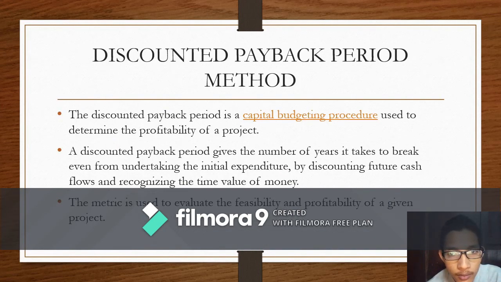Next, discounted payback period method. The discounted payback period is a capital budgeting procedure used to determine the profitability of a project. A discounted payback period gives the number of years it takes to break even from undertaking the initial expenditure by discounting future cash flow and recognizing the time value of money. The metric is used to evaluate the feasibility and profitability of a given project.